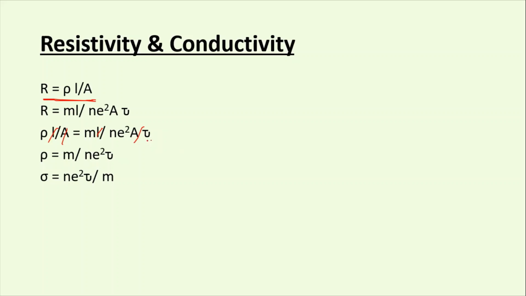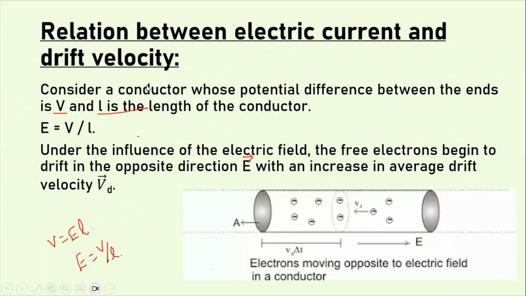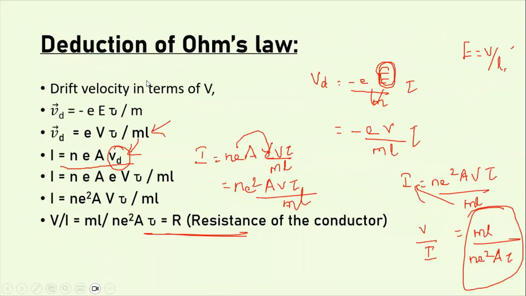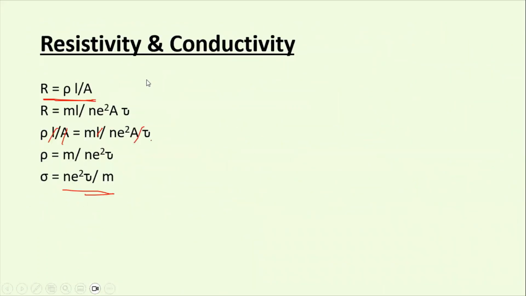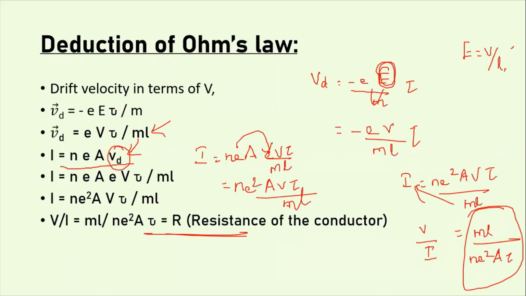What is this? What is rho? Resistivity. What is sigma? Conductivity. So if resistivity is m by N e square tau, conductivity will be the inverse. So take what is in the denominator and put it in the numerator, and take what is in the numerator and put it in the denominator. This is the relation between drift velocity and electric current, or drift velocity and conductivity or resistivity, whatever it may be.